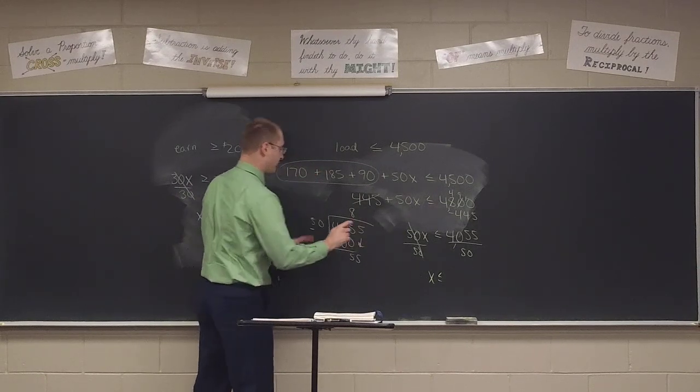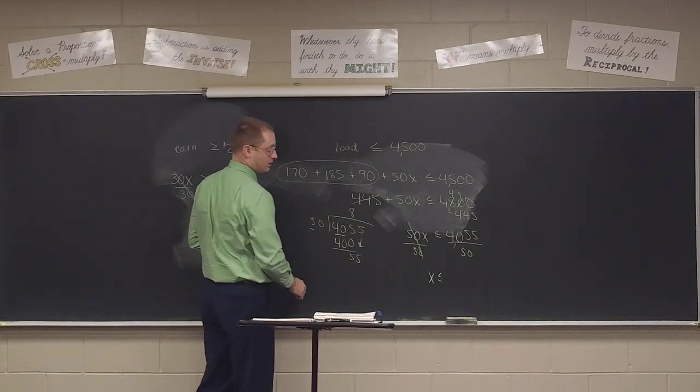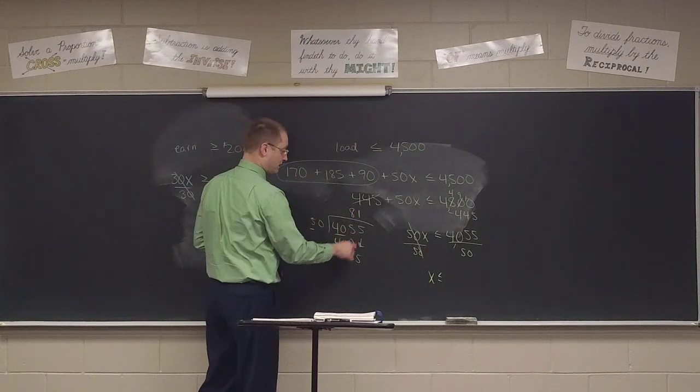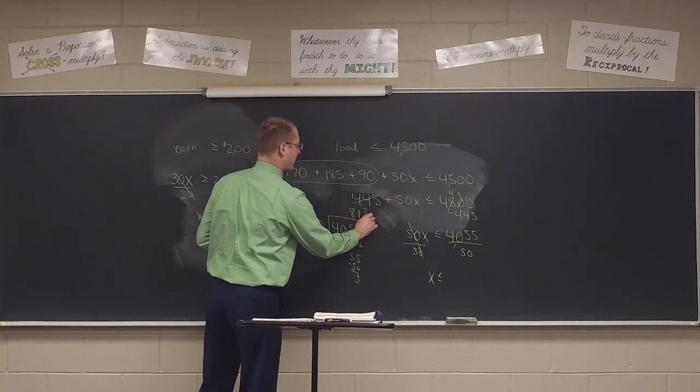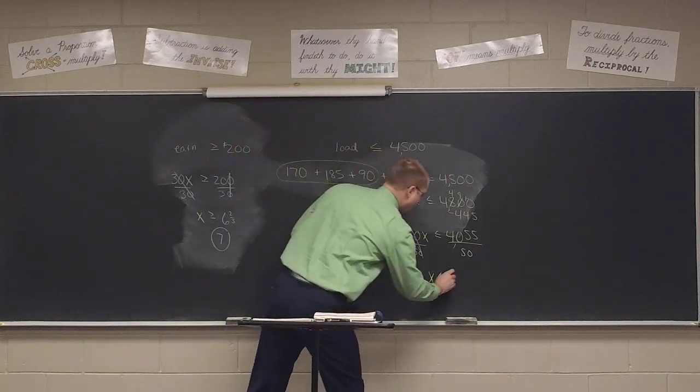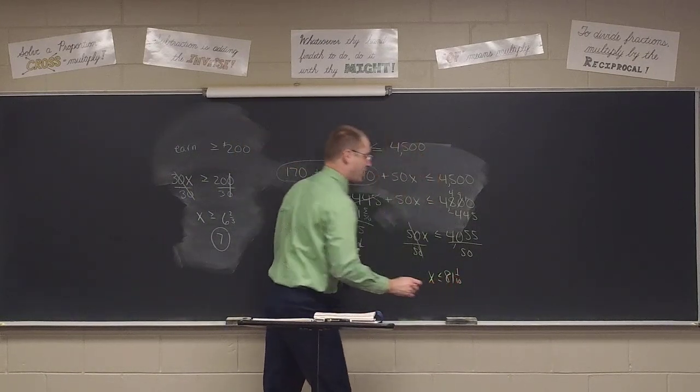Bring down the next 5. 50 goes into 55, class. Once, with another 5 left over. And we could say 5/50ths or 1/10. So it has to be less than or equal to 81 1/10 boxes.